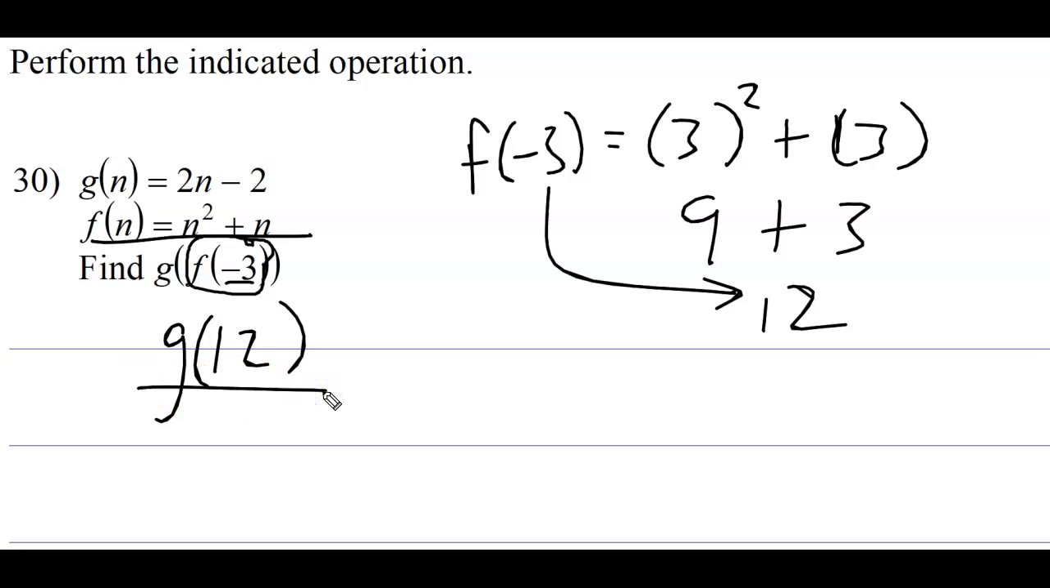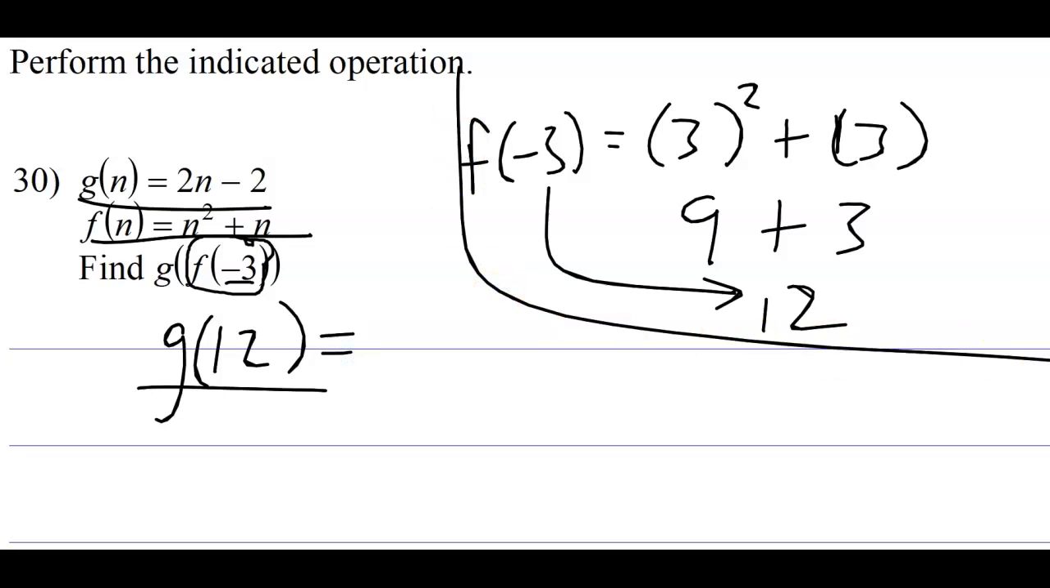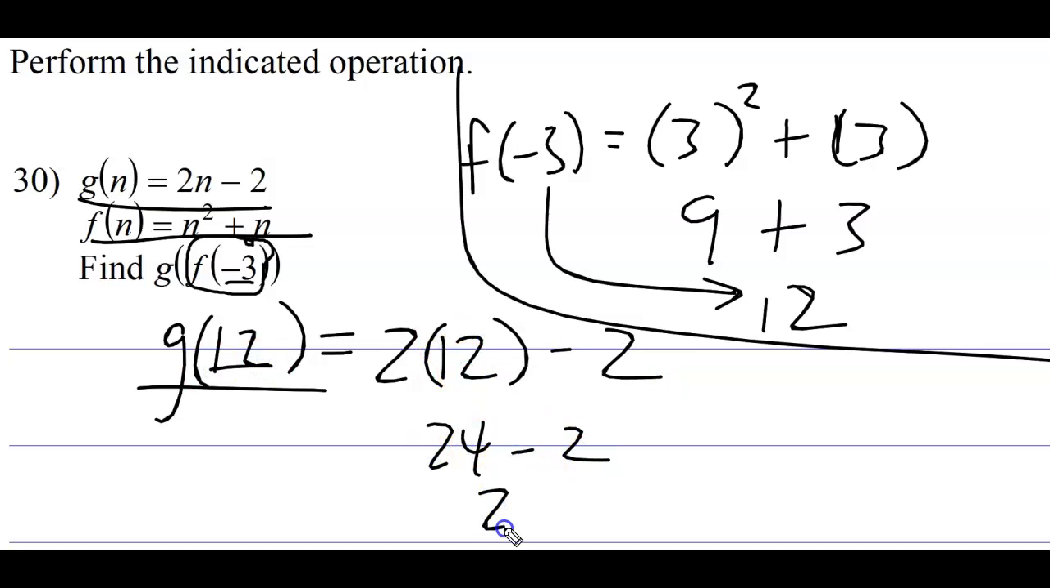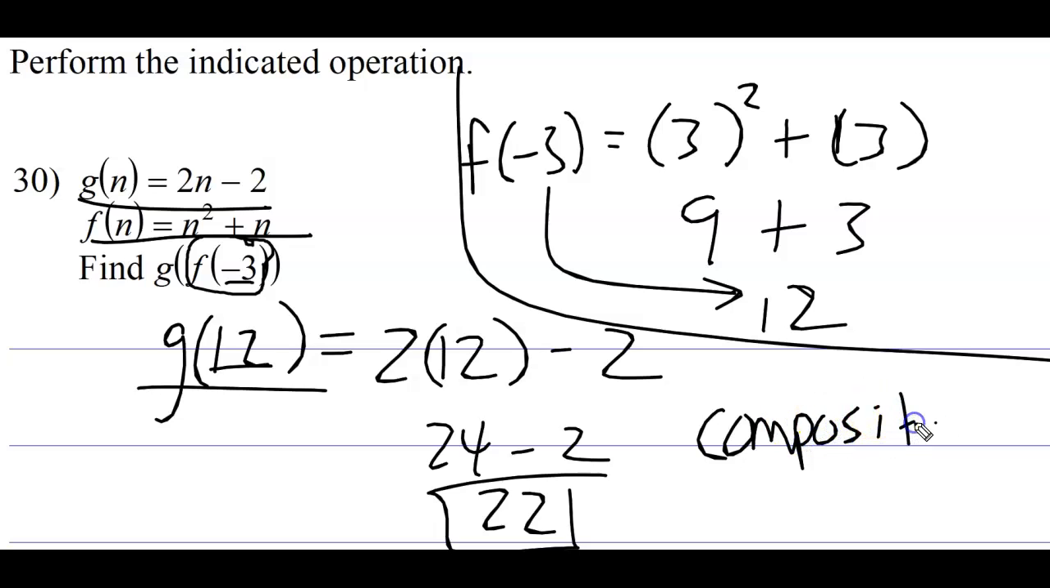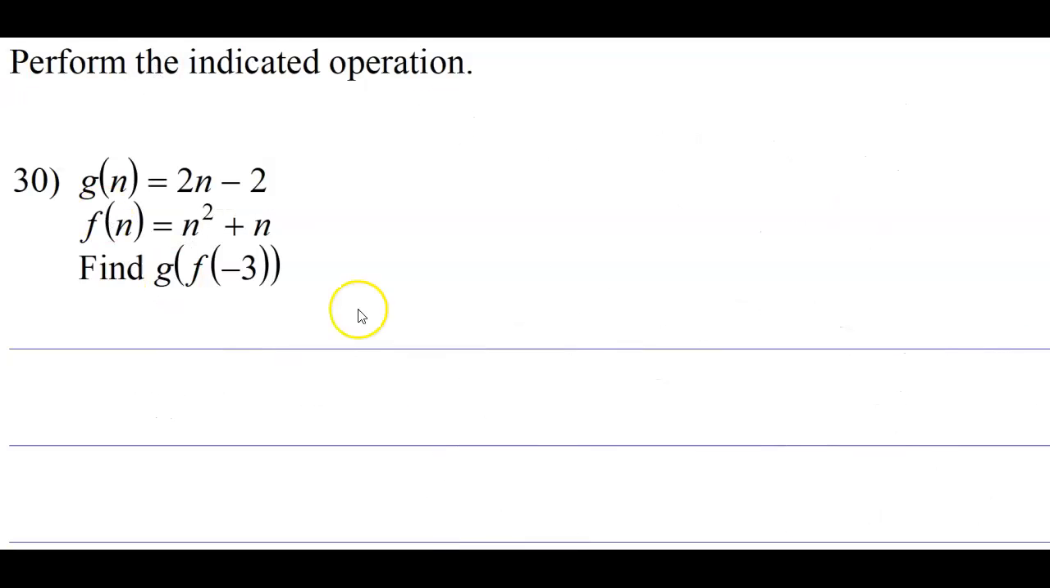Now what does this mean? That means I'm going to plug 12 into the g function. So the g function is 2 times n minus 2. In this case, we're replacing the n with 12. Okay. These are what we call composite functions on numbers 29 and 30. They're called composite functions. Just making them extra credit, but they are something that are good to know for future math classes. Okay, that's it for this week.